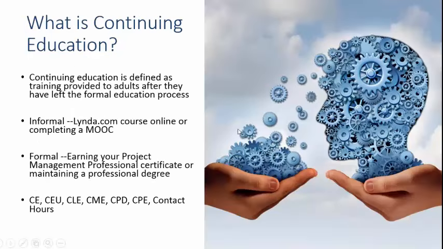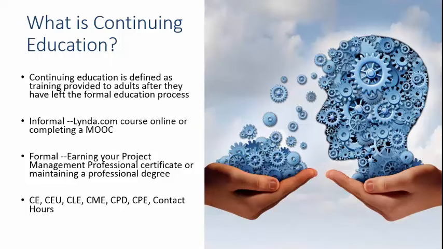So let's just start at the beginning real quick, and we'll build from there. What is continuing education? It's a broad definition, and depending on who you ask, it can be a lot narrower than we've defined it here. But based on my research, continuing education is defined as the training provided to adults after they have left the formal education process. And it comes in a lot of different shapes, sizes and forms.